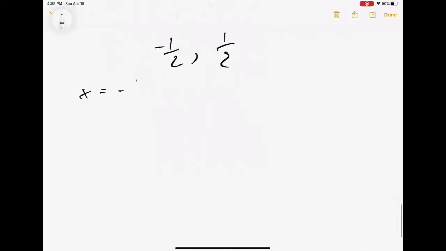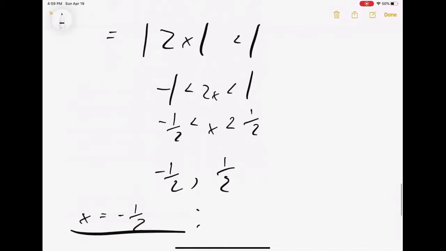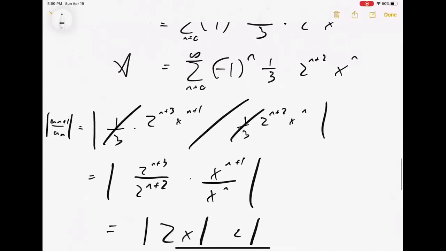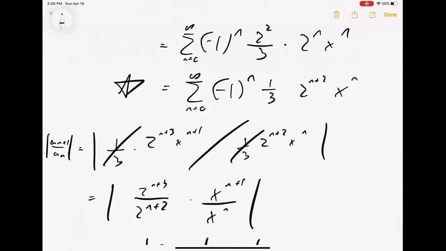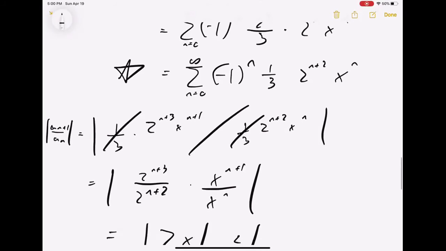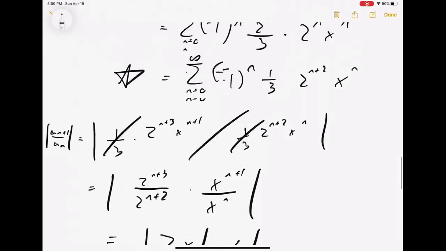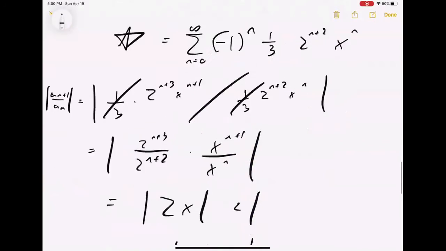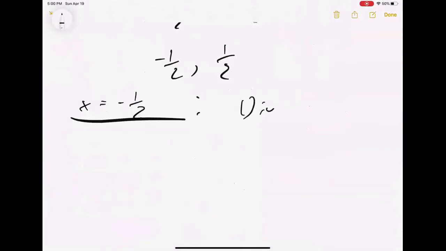Next step, plug in these values to see if my series converges. And what series am I plugging them into? This thing. If I plug in -1/2 for x, and simplify my series, I get 4/3. So it's going to be divergent at -1/2. It's also going to be divergent at +1/2. I'm skipping some steps here.